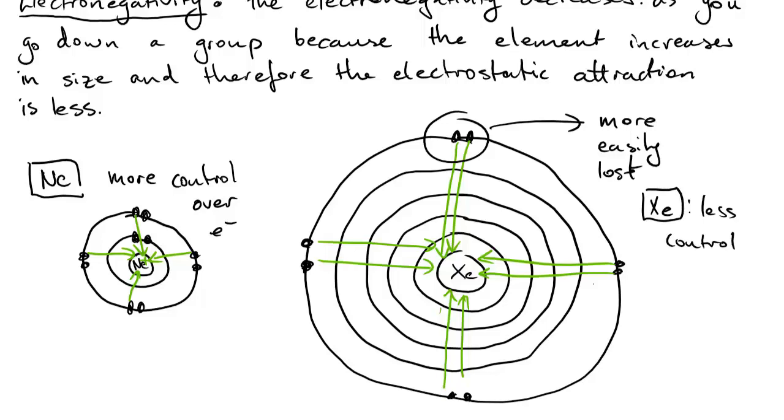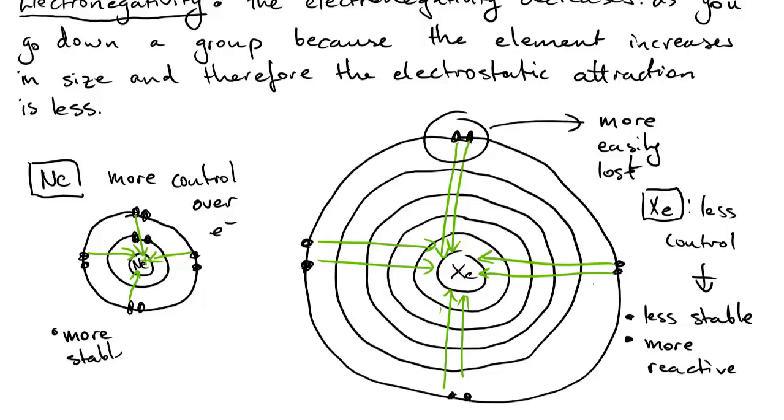So with xenon, you could see xenon as less stable, and therefore whenever an element is less stable, it means that it's more reactive. Whereas neon is more stable and less reactive. Neon is higher up in a group, xenon is lower down.